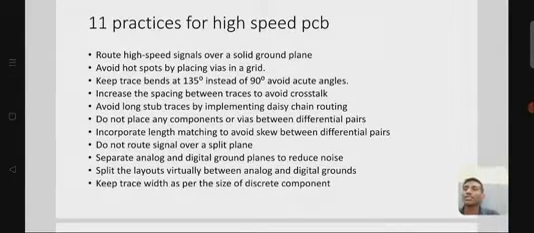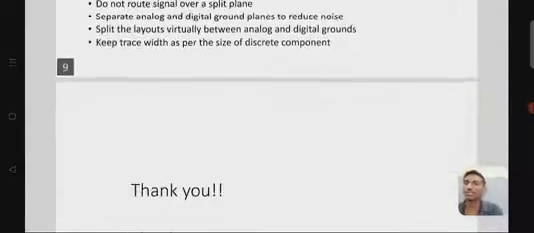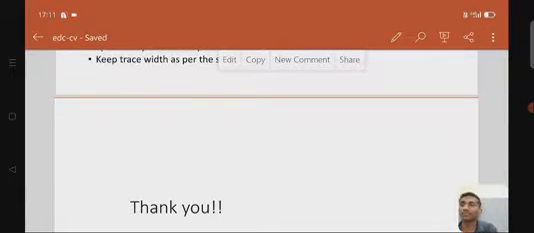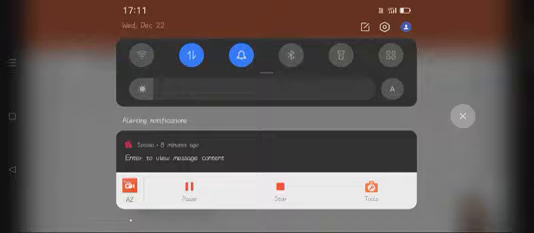These are the 11 practices we have to consider while designing a high speed PCB to work efficiently for our project requirement. I think you have understood the design and what to consider while designing high speed boards.